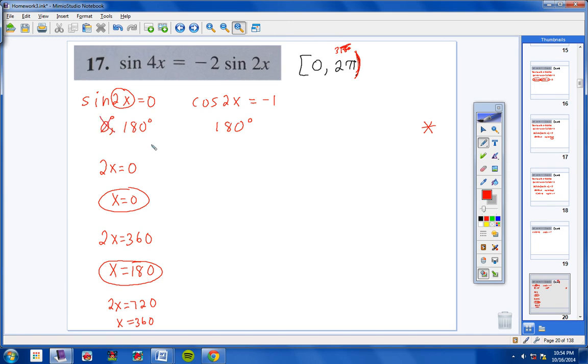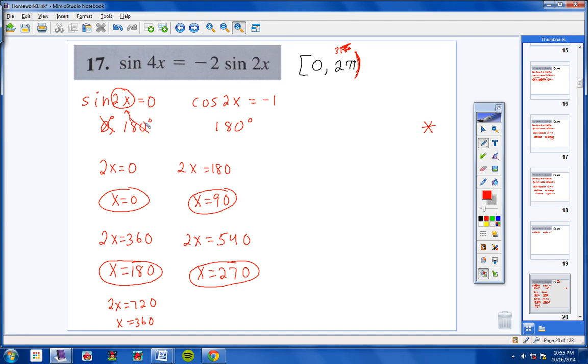Now let's take 180. 180 does not equal x, 180 equals 2x. So 2x equals 180. Divide both sides by 2 and x equals 90. So there's one answer. Now take 180 and add 360 and you'll get 540. So 2x equals 540. Divide by 2 and you'll get 270. And 270 does fall within my domain. Now take 540, add 360, divide by 2. Believe me, you'll be way outside your domain.